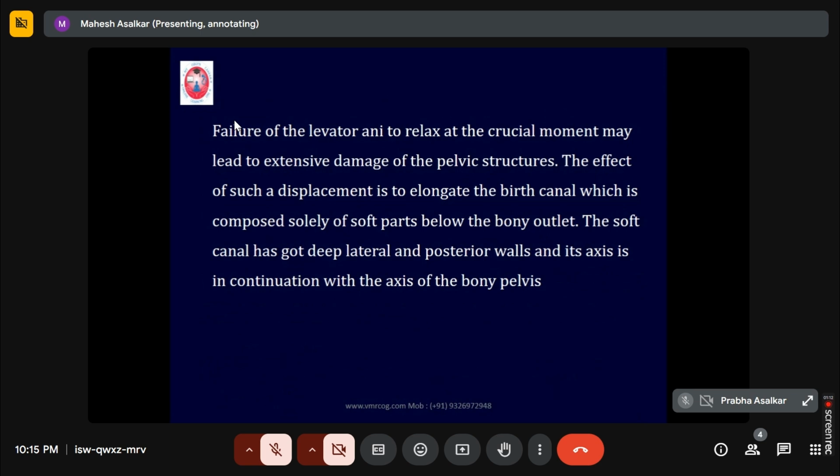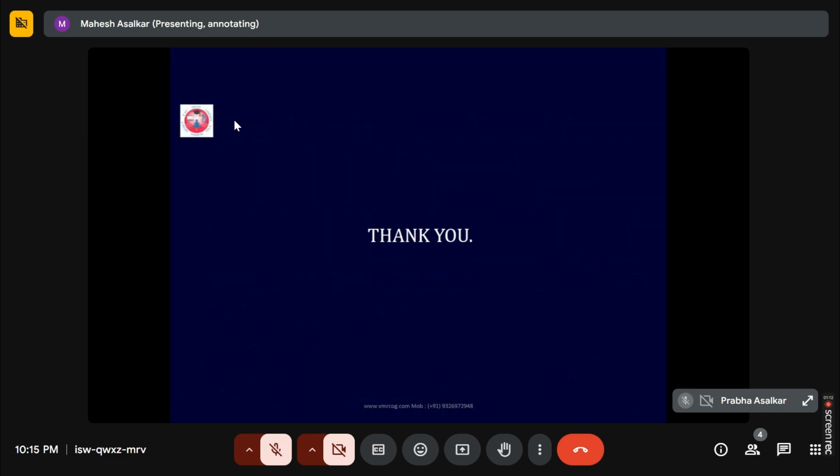The effect of such displacement is to elongate the birth canal, which is composed solely of the soft part below the bony outlet. The soft canal has deep lateral and posterior walls and its axis is in continuation with the axis of the bony pelvis. So that finishes the pelvic floor.